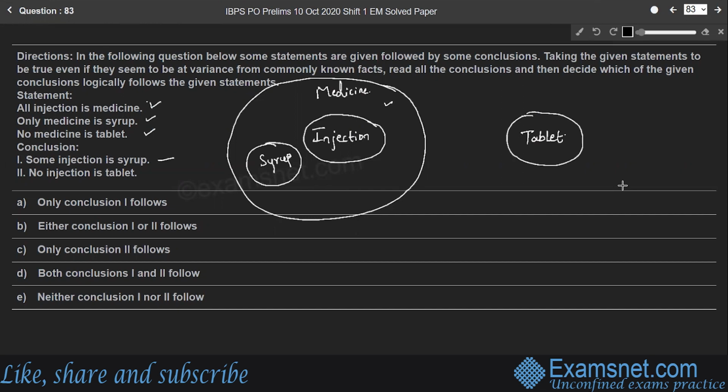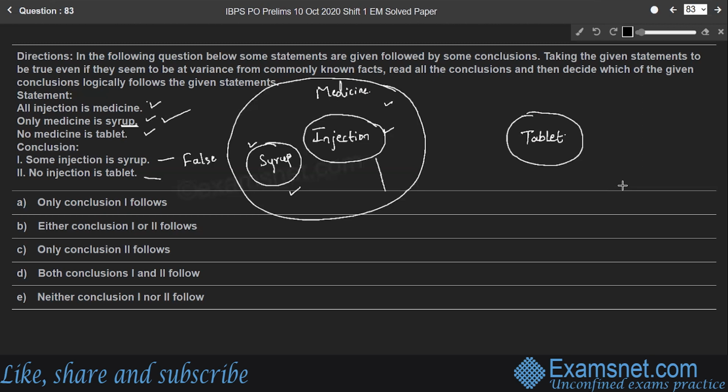Next, the conclusion part. Some injection is syrup. Some injection is syrup is a false conclusion, because according to the statements, there is no direct relation between injection and syrup. Though both the sets are completely included in the set of medicine, there is no direct relation between injection and syrup, right? Therefore, it is a false conclusion. And also it is given that only medicine is syrup. That means syrup is only medicine, not the injection, right? Therefore, false conclusion.